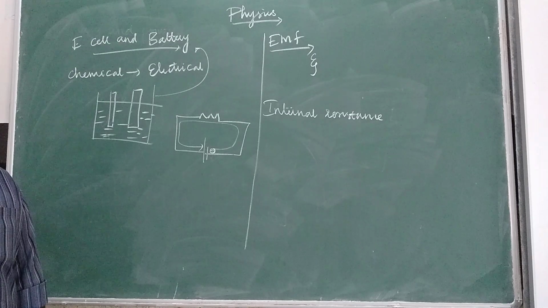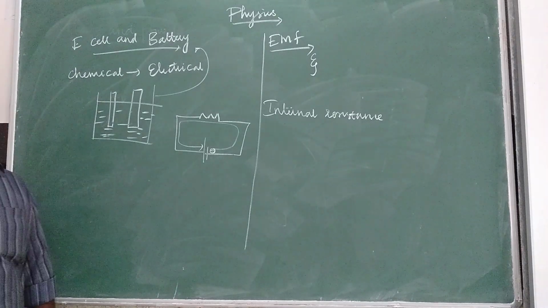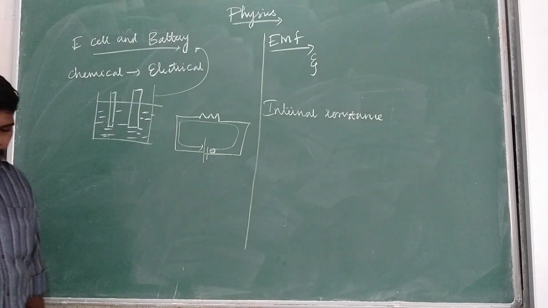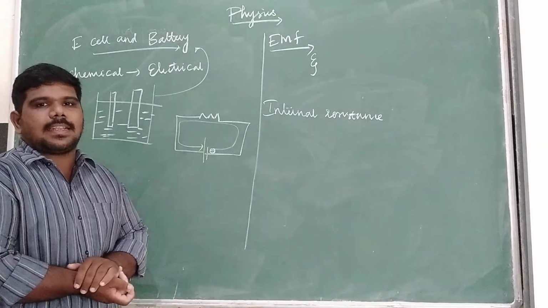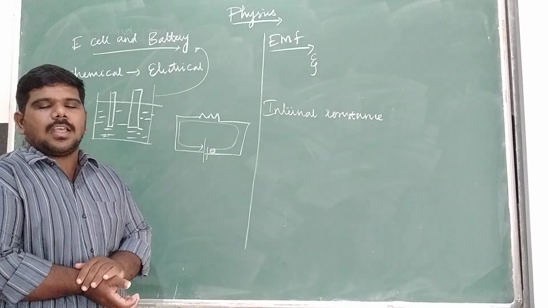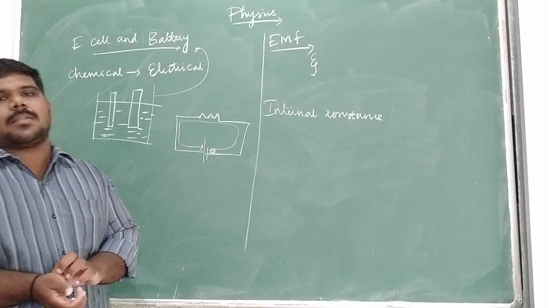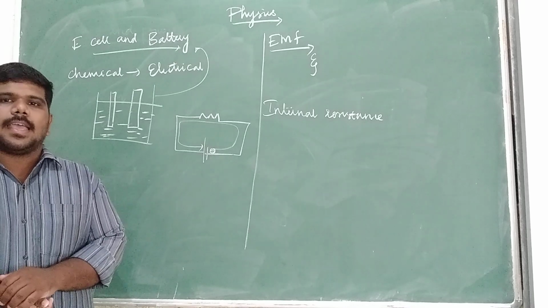What is that? A battery or a cell. A cell consists of electrodes and electrolyte solutions, isn't it? So there is a resistance to the flow of charges. This resistance is called the internal resistance. An ideal battery has zero resistance, and the resistance increases with aging.